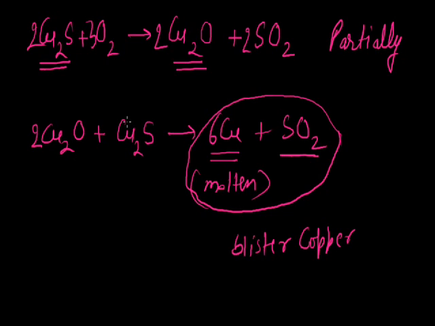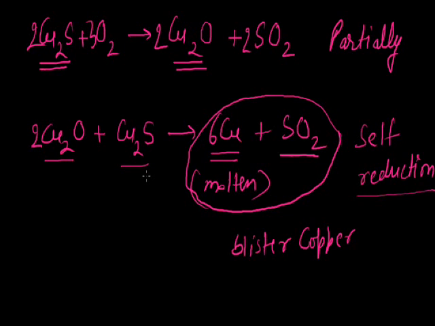So we can say that in this reaction self reduction takes place. This is self reduction, no other reducing agent is used in this reaction. There is a self reduction, and we finally get blister copper. Overall, ferrous oxide is converted into slag and removed, and blister copper is obtained in the lower side of the Bessemer converter.